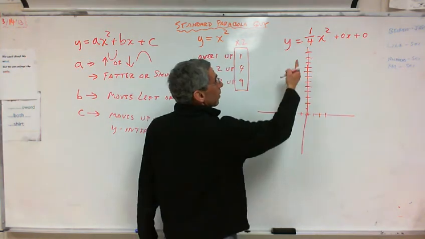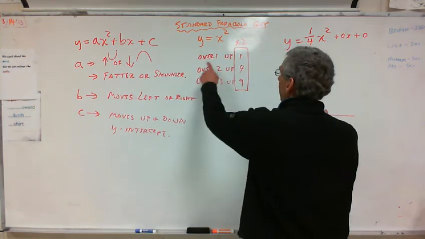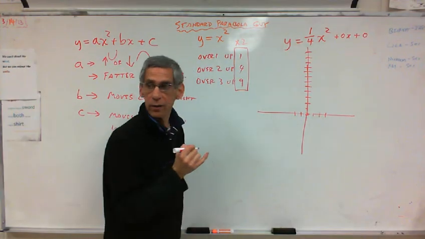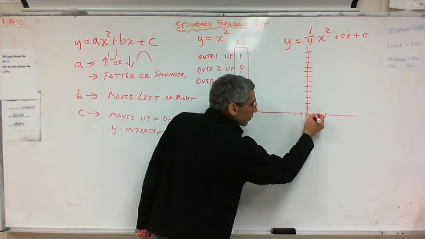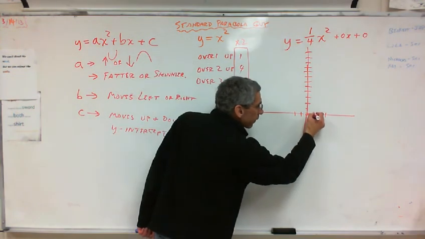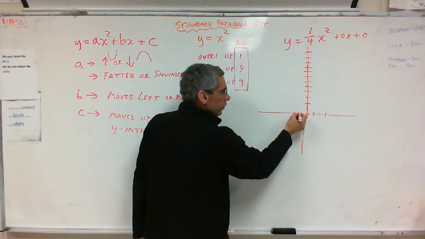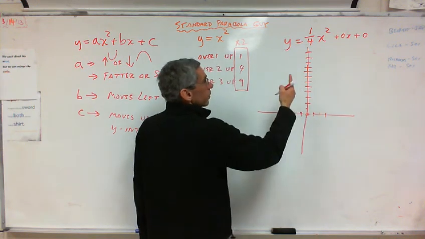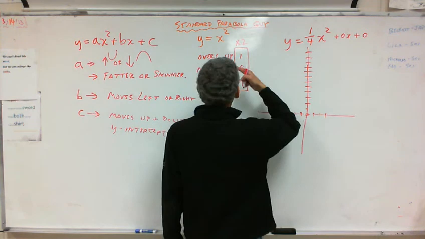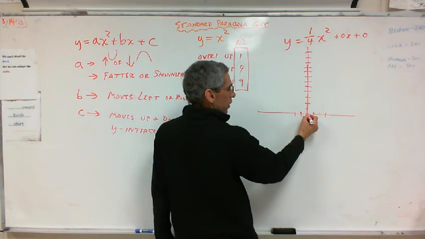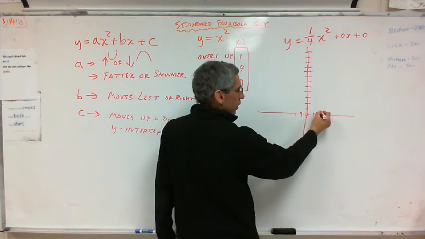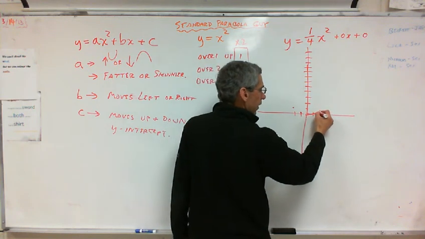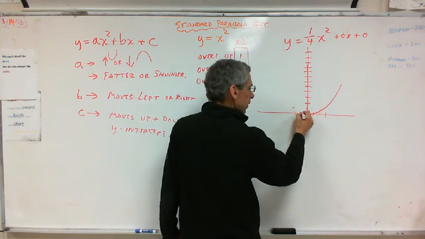All right, and now it's going to go over 1, up 1 times 1/4. That is 0.25, right? 1/4 of 1. So it's going to be up right there. This one's going to be over here, up there, right? And then over 2, up 4 times 1/4, which is 1. Over 2, up 1. Over 2, up 1. Look at how fat we're getting already.